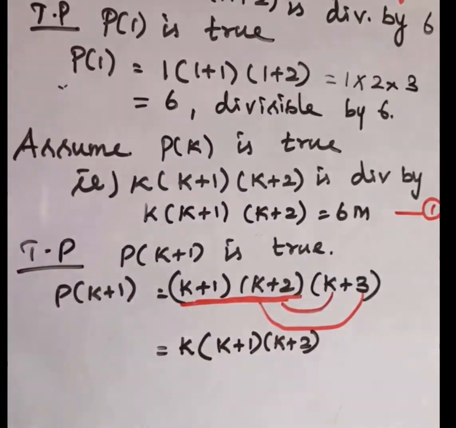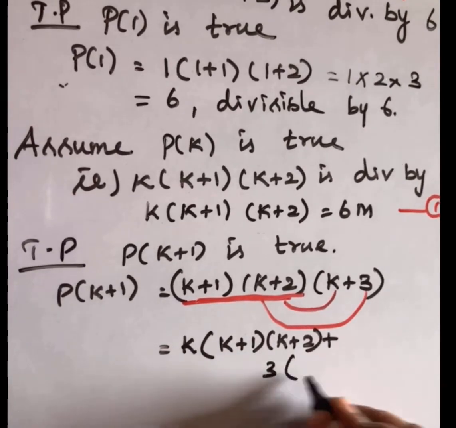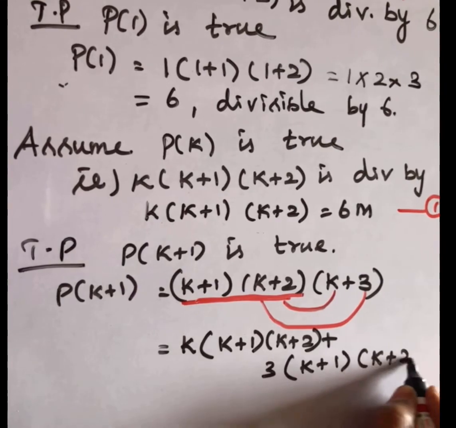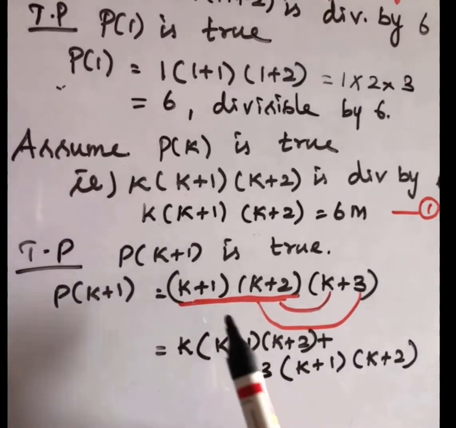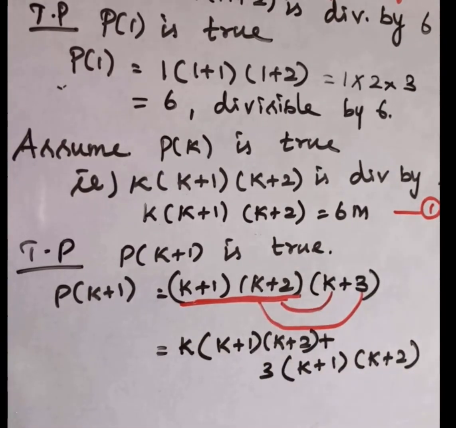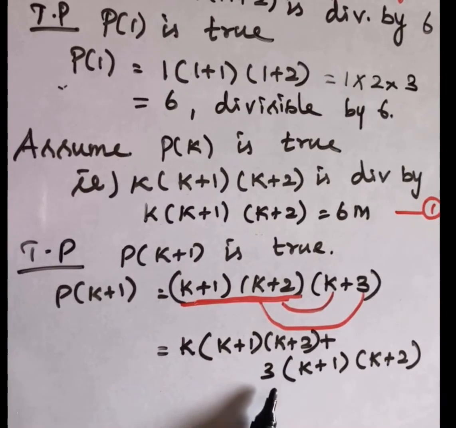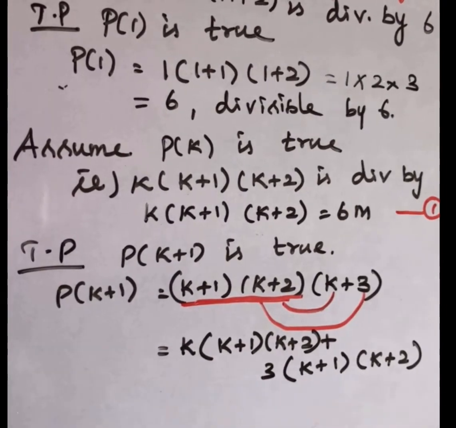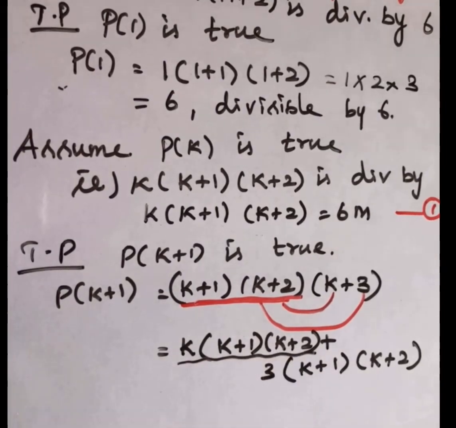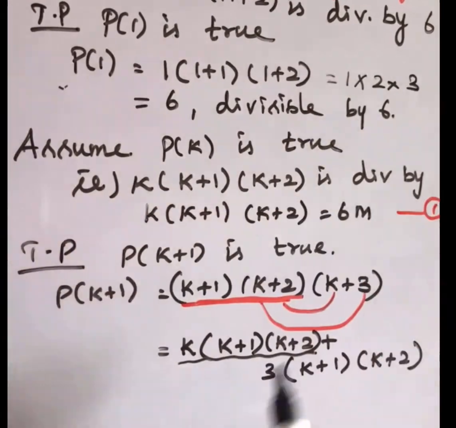Now you have to multiply it with 3, so plus 3 into k plus 1 into k plus 2. Can you understand? I multiply the whole expression by k and then by 3. So k into k plus 1 into k plus 2 plus 3 into k plus 1 into k plus 2. Now this expression, by our result 1, is divisible by 6.